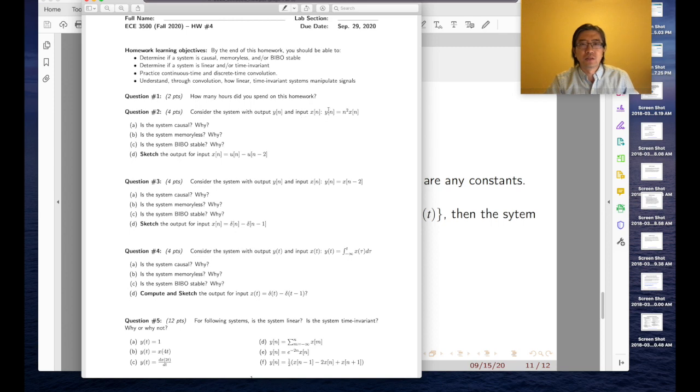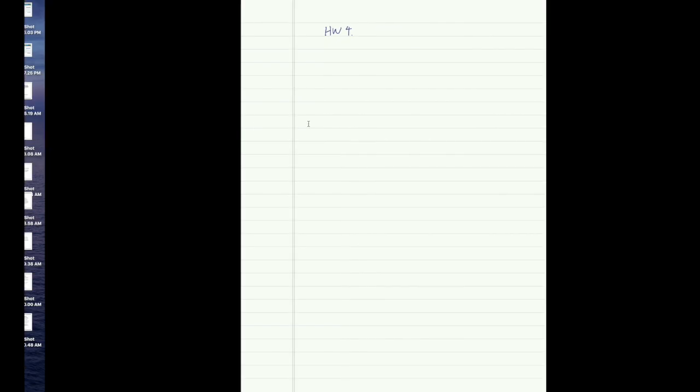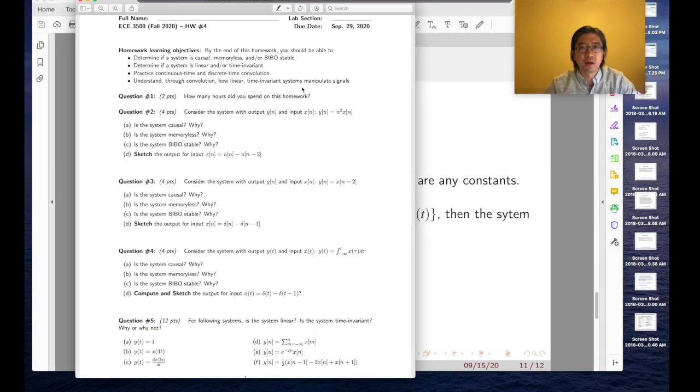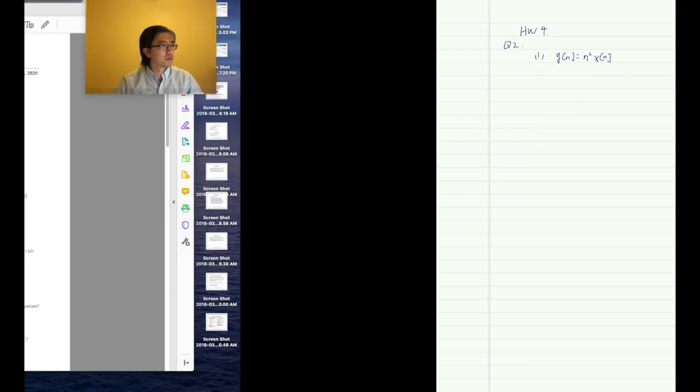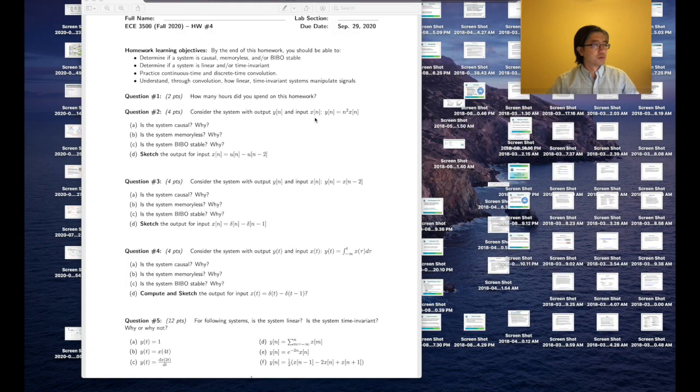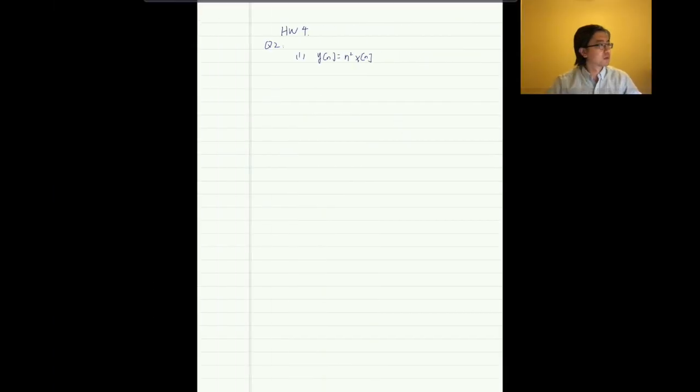The first question is that this is our system, and we're going to decide the properties of this system. That's our question number two. The question is that y of n equals n squared multiplied by x of n. Let me open another version of the homework so I can see that on my other monitor.